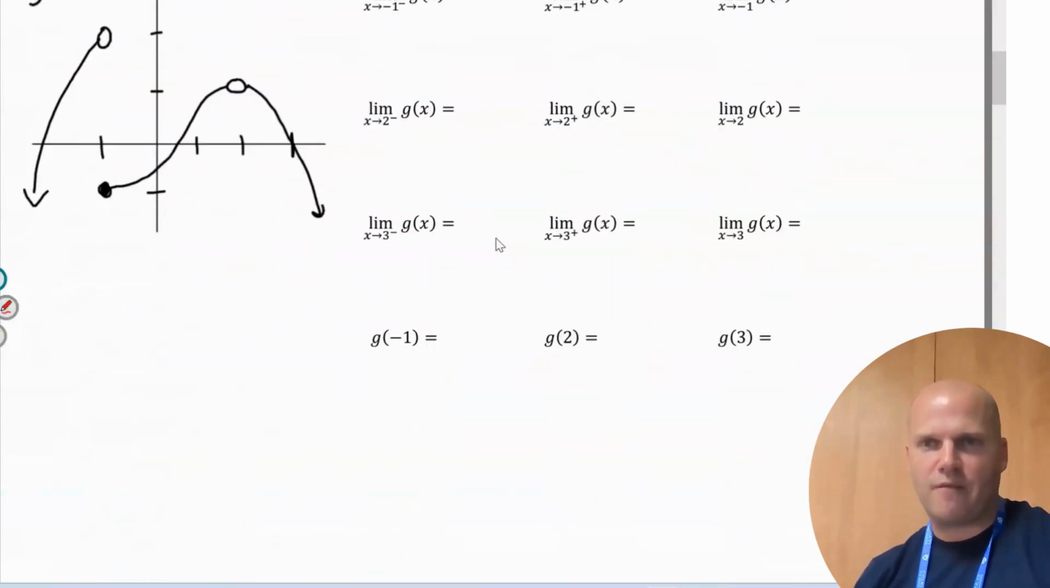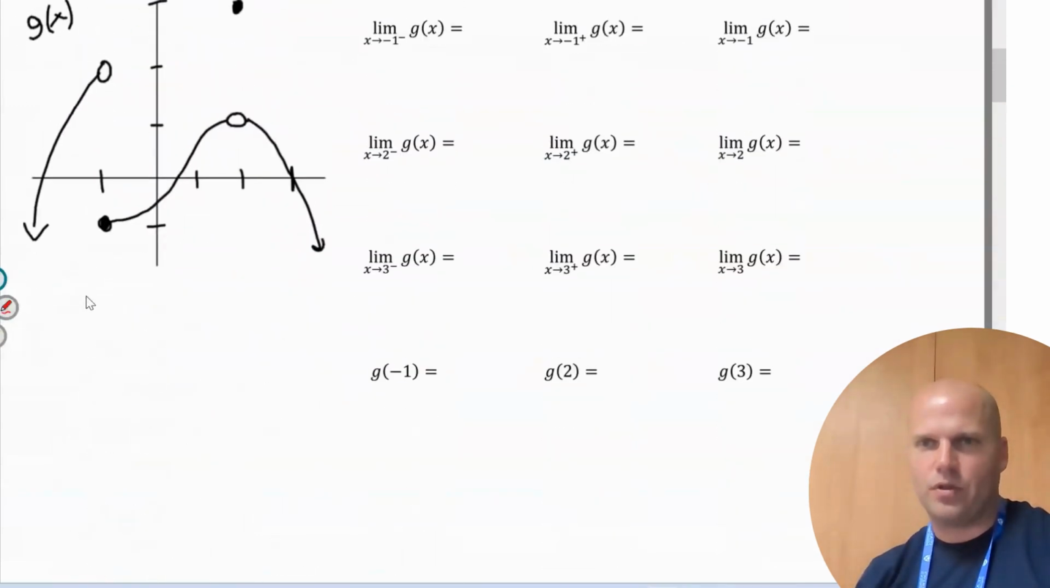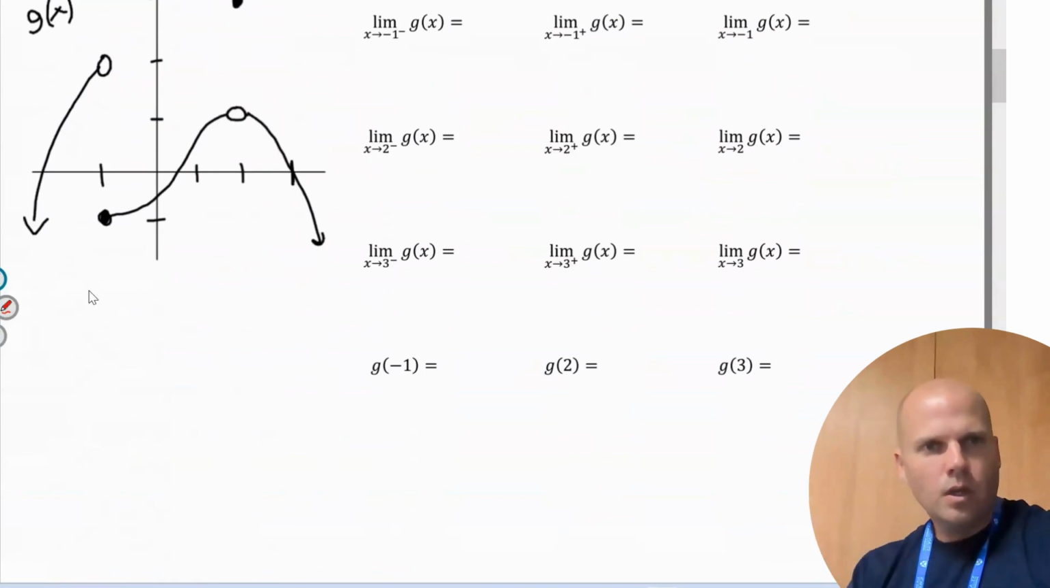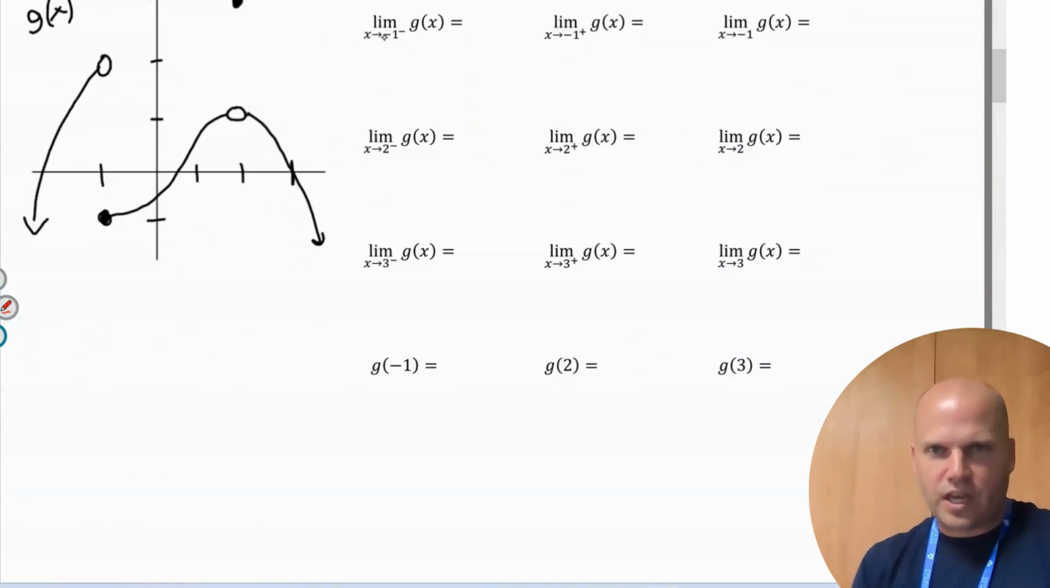Now I'm just going to go for the graph. I'm not going to try to explain what the function would be in terms of expression. I'm just going to say, here's the graph. We're paying attention to 3 locations. We got -1, we got 2, and we got 3. So let's start with -1.